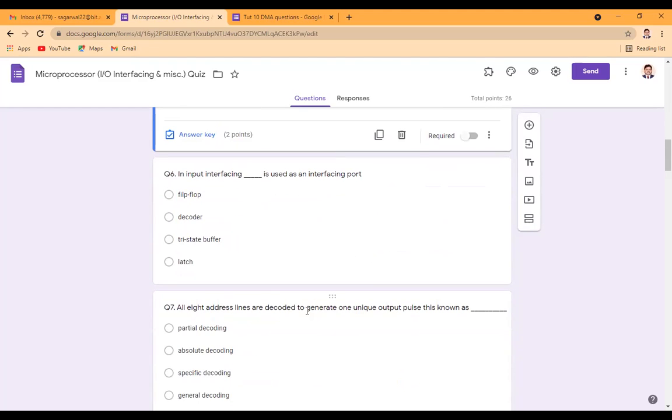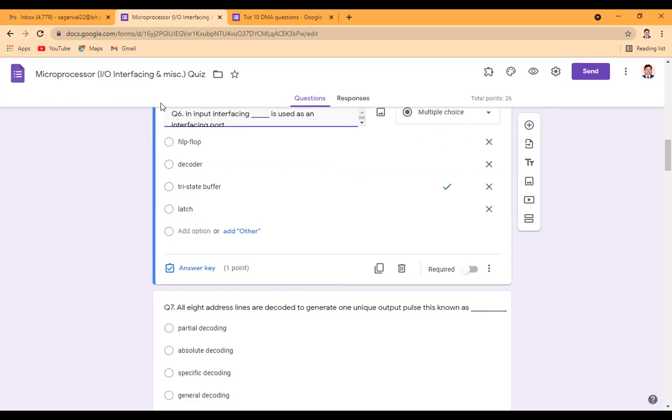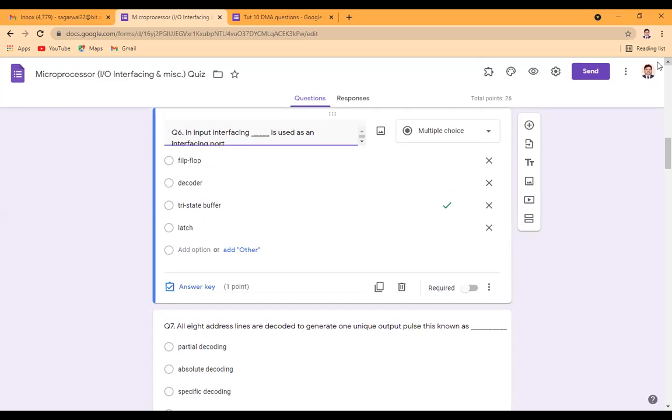Next question is: in input interfacing, whenever we are interfacing an input device, which kind of port will we use? We know there are 2 kinds of ports: either a tri-state buffer or a latch. A latch is used when an output device is being connected, and when we are using an input device, we will use a tri-state buffer. So the correct answer is tri-state buffer.